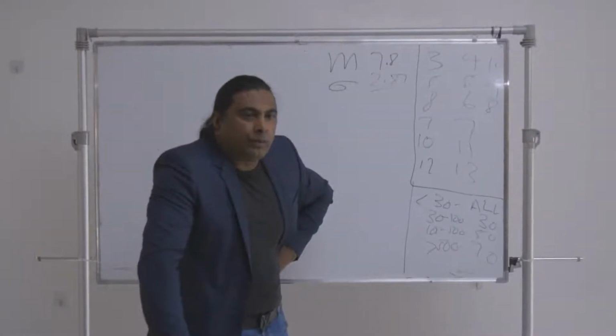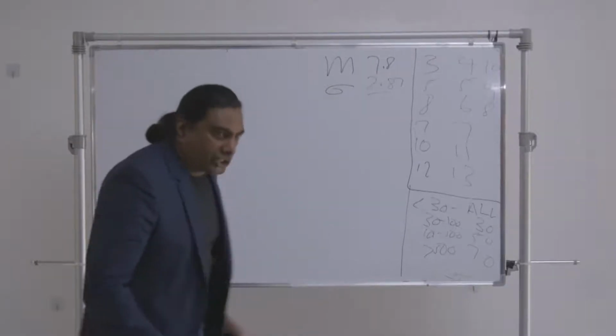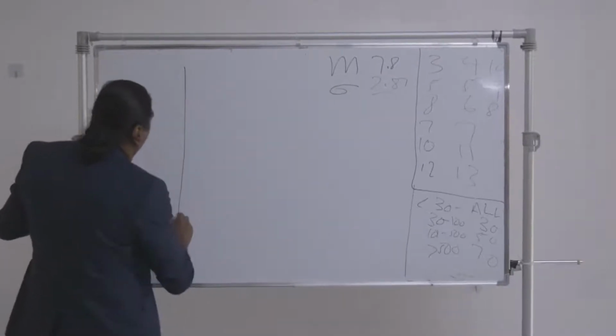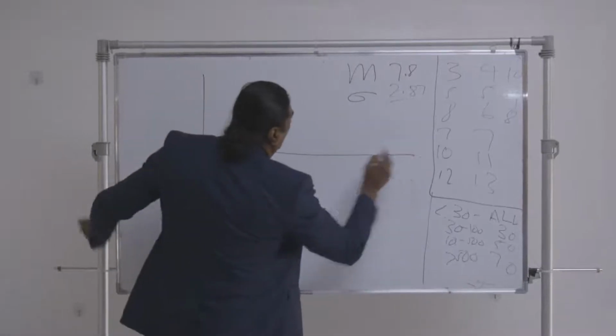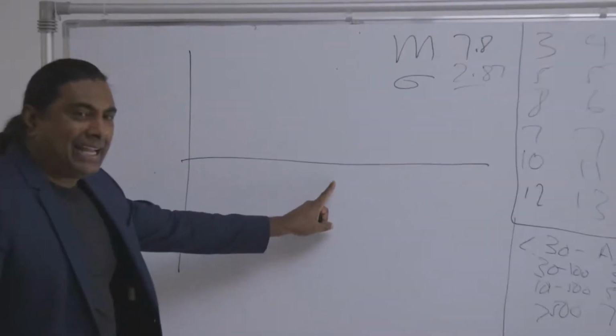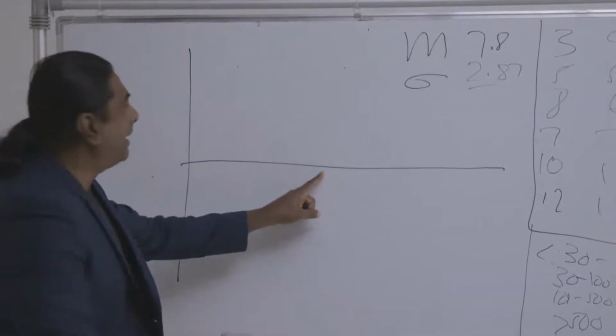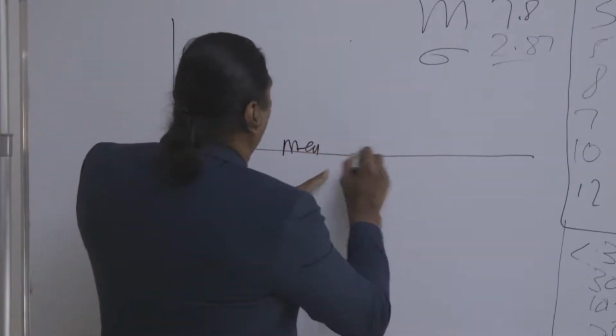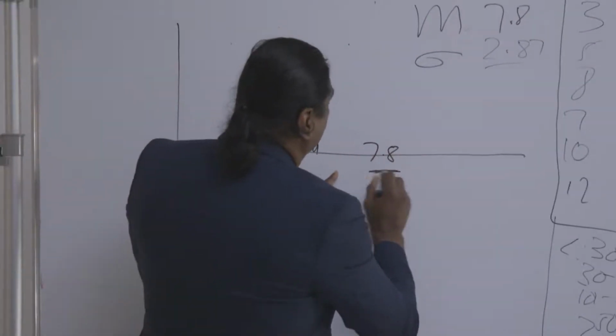What do we do now? Do we plot? We plot. Good, good. Okay, so we plot. What is this line? What is the main line here? The mean. The mean is what? 7.8.